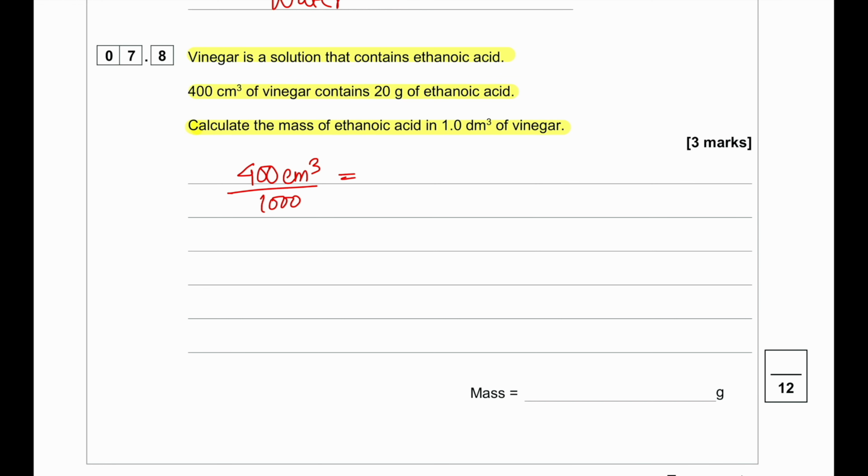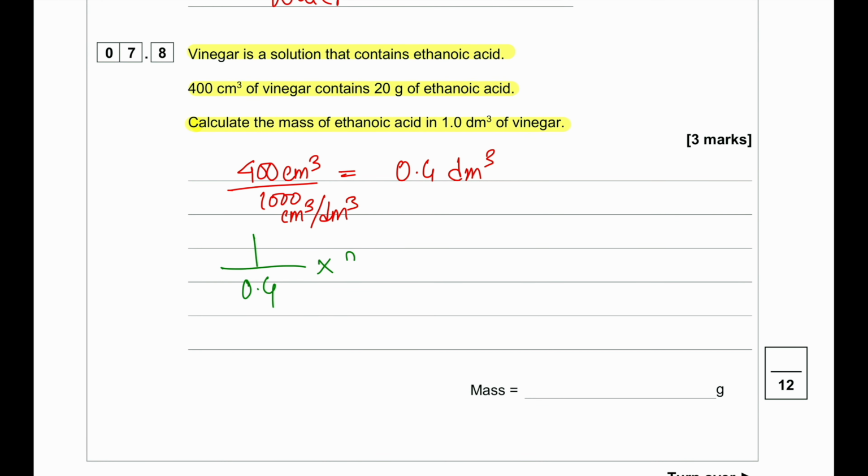Then we're going to know the amount in relation to 0.4 dm³. How many 0.4 dm³ do we have within 1 dm³? Then we're going to multiply that by 20 because 400 cm³ contains 20 grams of ethanoic acid. So we multiply that and our answer will be 50 grams.